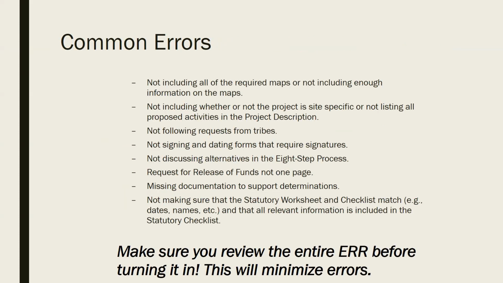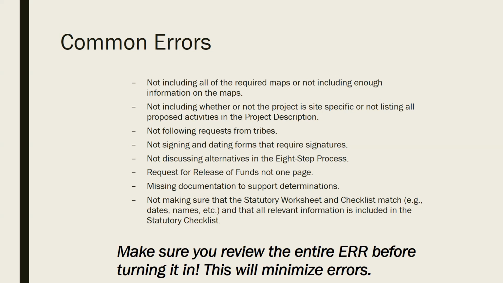Some common errors that we find in reviewing the environmental review: with the maps, they don't include enough information or they don't include all of the required maps. The project description should always state whether the project is site specific or not. If a tribe requests that something be added to the construction contract or an inadvertent discovery clause, we need to make sure that y'all follow their request.